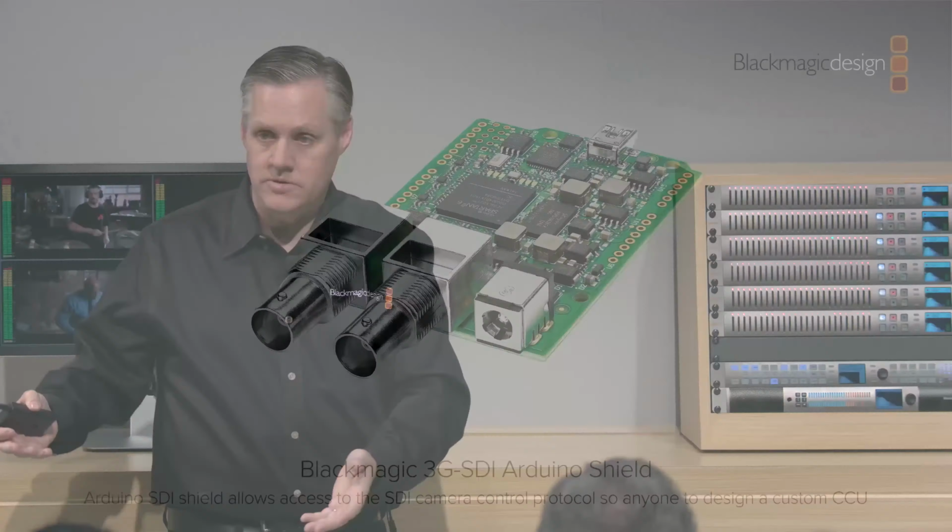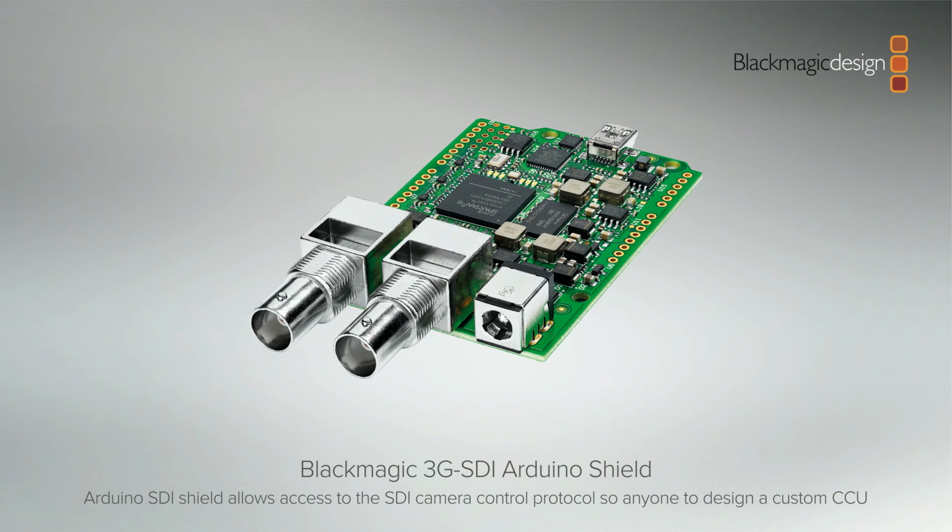You can put your little codes in there and you take them out of the instruction manual. We publish the codes for the SDI feed in our instruction manual, and then you can just look those codes up and then you can send them to the cameras. It works with all our studio cameras and now URSA Mini, and you can completely control the camera. You can build your own custom CCU.